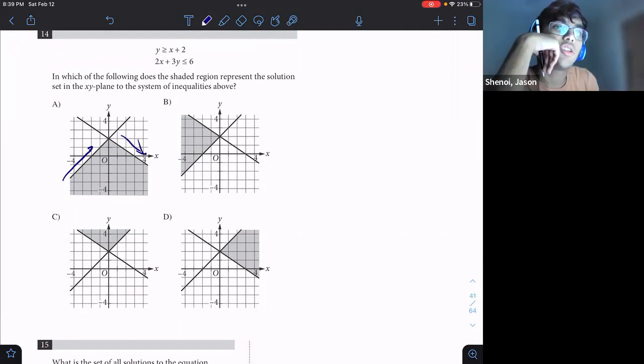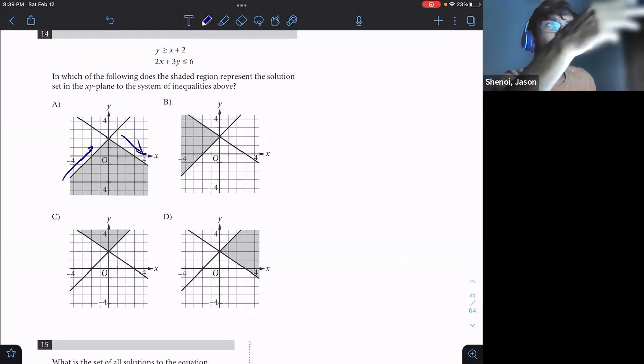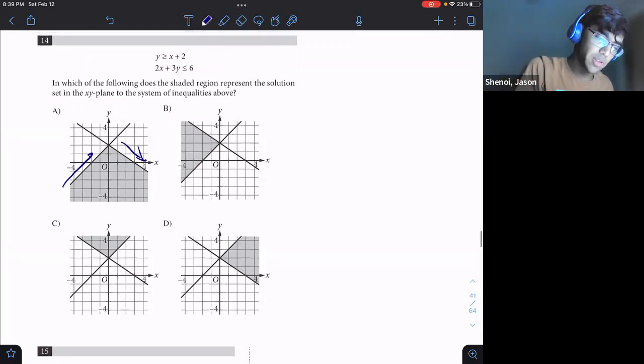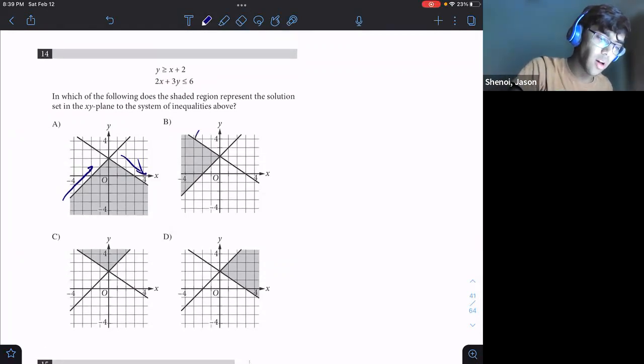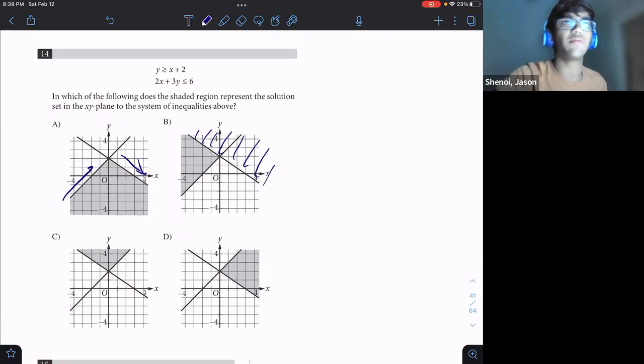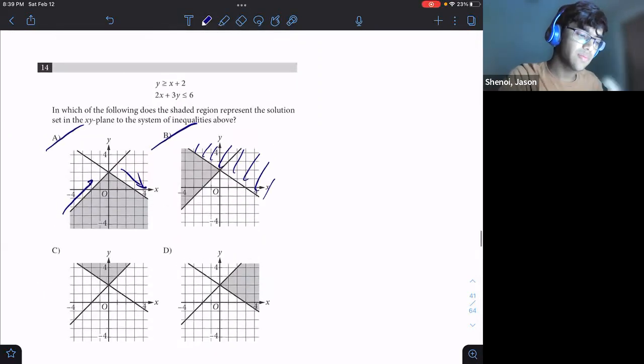So a solution is where two things cross. And since they're inequalities, they cross at different points. So y is greater than or equal to x plus 2. So x plus 2 is this, which means anything over here in this region, right? Which means that, first of all, B is wrong, A is wrong. So it's either C or D.